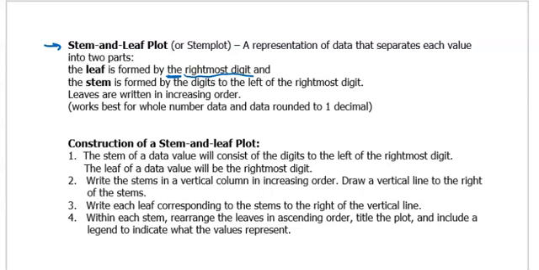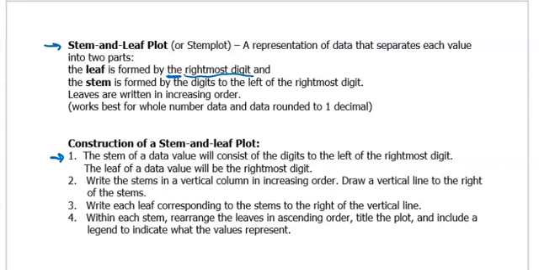The stems can have however many digits are left after we take away the rightmost digit to make it a leaf. So stems can also be one digit or they can be multiple digits. And the leaves, we write them in increasing order. The idea for a stem and leaf plot is that the data are put into some type of an order because we want to be able to tell something about the shape of the data based on the stem and leaf plot. We've got some instructions here about how we're going to construct the stem and leaf plot, but it's pretty straightforward and we'll see by means of an example how to do it.